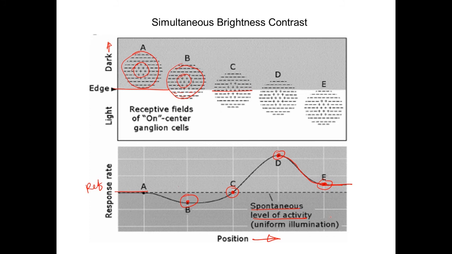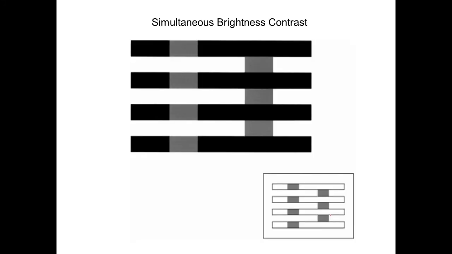This is the explanation which is given in most of the textbooks and research papers. But recently, researchers have found that this does not explain the simultaneous brightness contrast very well. One example is this one. Let us take these stripes of black and white and then a vertical stripe of gray band. The gray band in the black, you can see how it is lighter when compared to the same gray band in the white background.